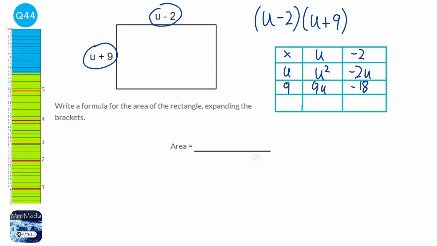And what we're going to do is we're just going to be able to add these ones together. So our answer will be u squared, and then we're going to do 9u plus minus 2u. Well, that's just going to be 9u take away 2u, which is 7u. So plus 7u, and then minus 18 at the end.